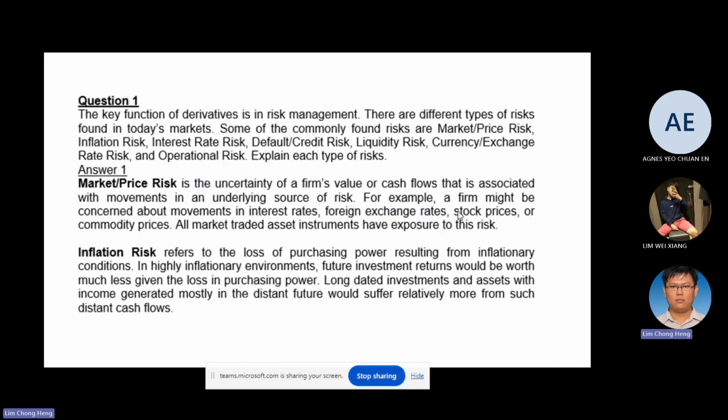Okay. Tutorial 5, we are talking about the derivative market. It's just a small introduction to the derivative market, and then they will say, okay, in this market we have a few types of risk, and then ask you to explain each type of risk. This kind of thing happens in your assignment.